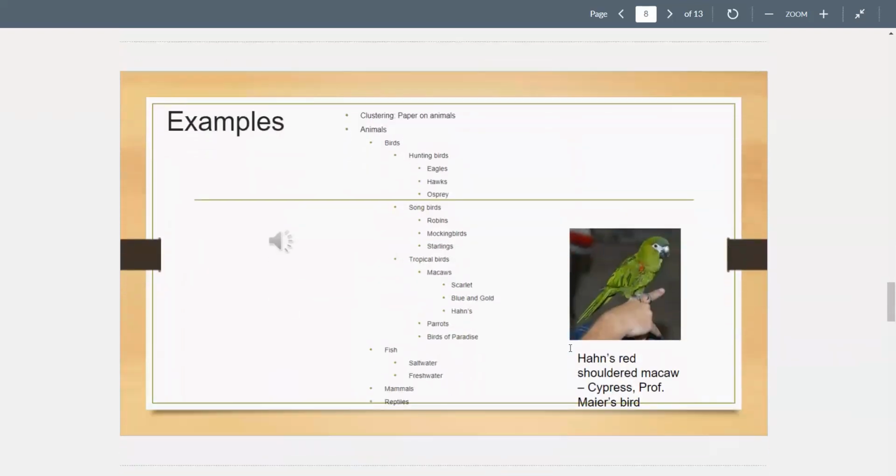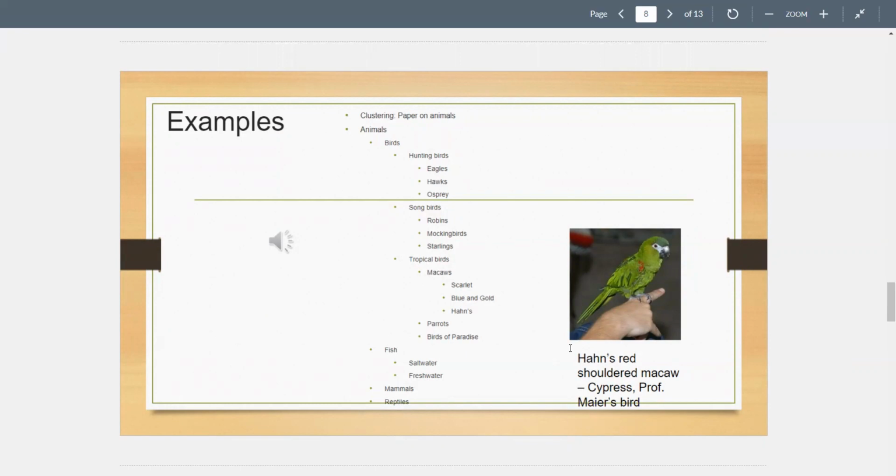All right, and this is an example of clustering. So you see I broke down, if I had a bubble version, it would be animals in the middle, broken off into birds, fish, mammals, and reptiles. Fish is broken down into saltwater versus freshwater. Birds, I've broken down more into hunting birds, songbirds, and tropical birds. Hunting birds, then I give examples: eagles, hawks, and osprey. Songbirds: robins, mockingbirds, and starlings. Tropical birds: macaws, parrots, and birds of paradise. Then macaws are broken down into scarlet, blue and gold, and Hahn's, which Hans is one of my birds.